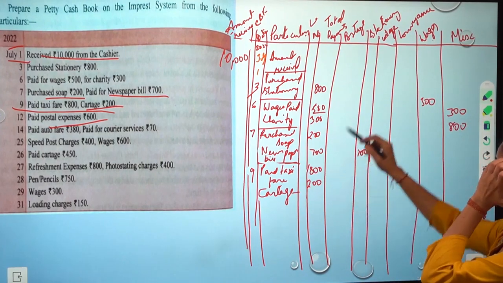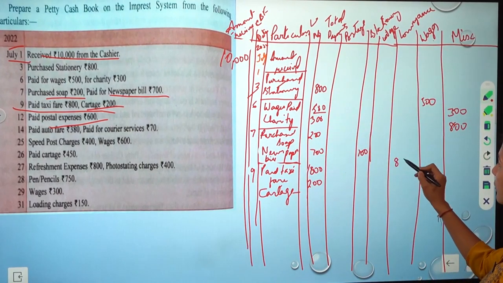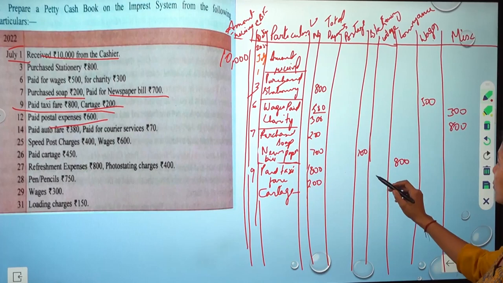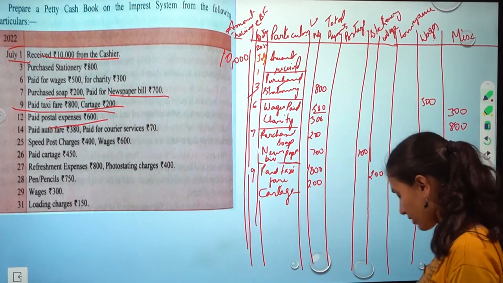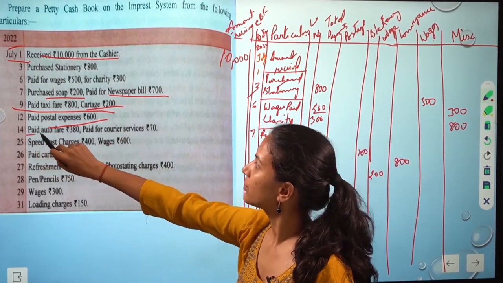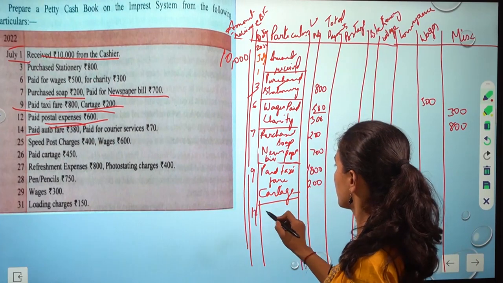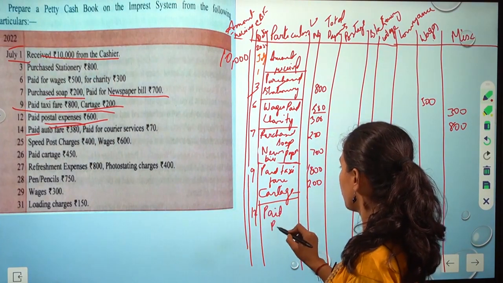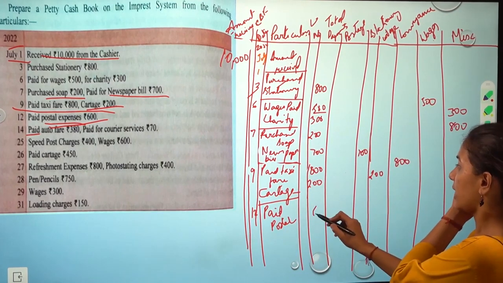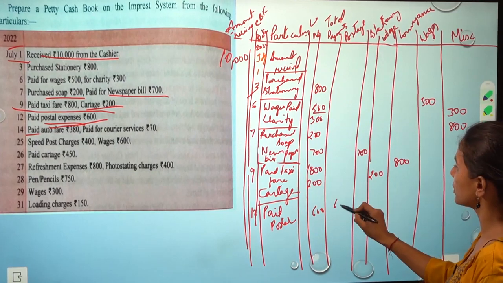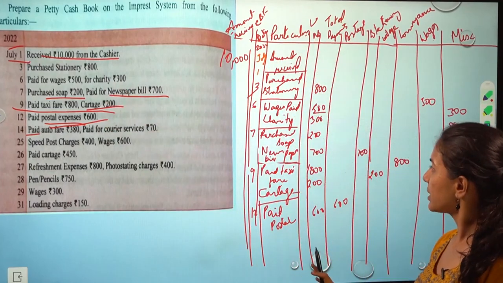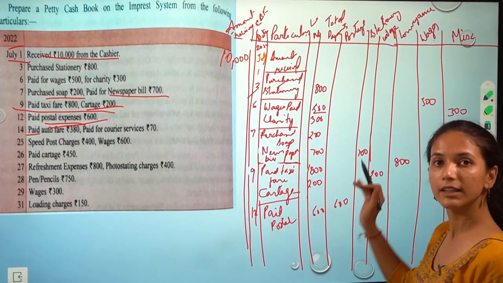Okay, so taxi fare will be under conveyance. Conveyance means whatever the vehicle charge, transportation charge. Cartage will come under cartage, 200 rupees. Okay, next we have on July 12th, paid postal expenses 600. So we will add 600 here, then under postage we will add 600. Did you get it? All the amounts will appear in this payment section, then it will get segregated to other columns.